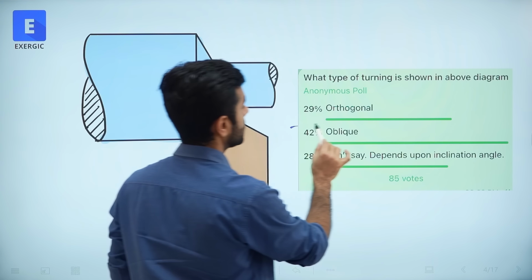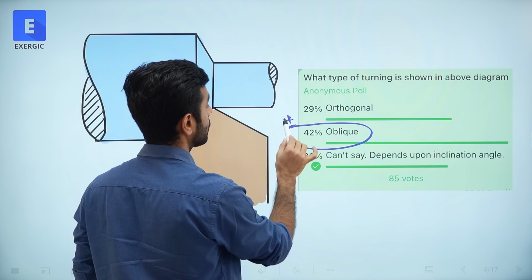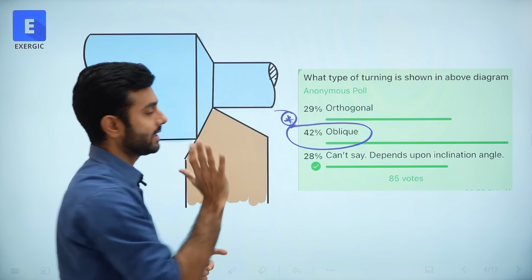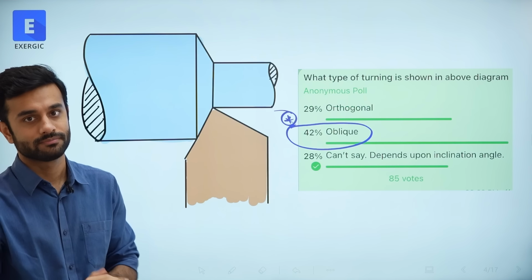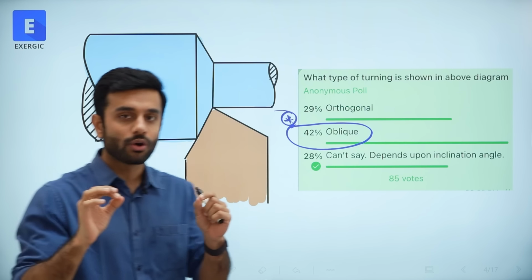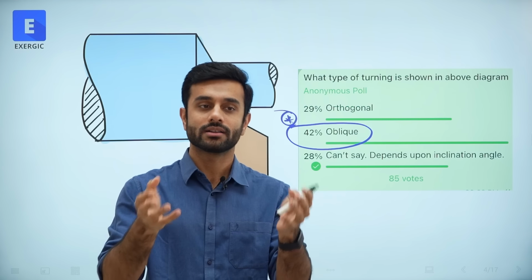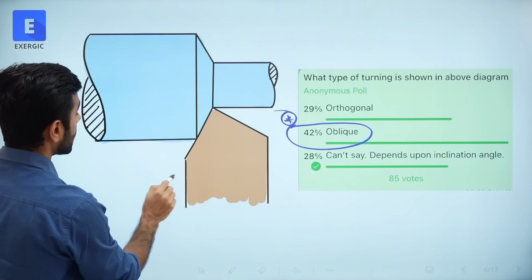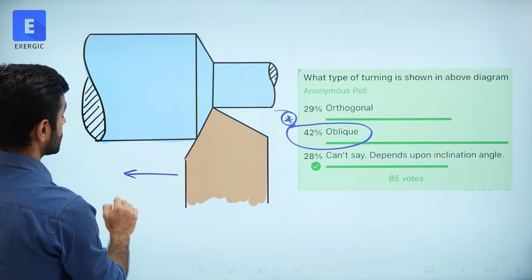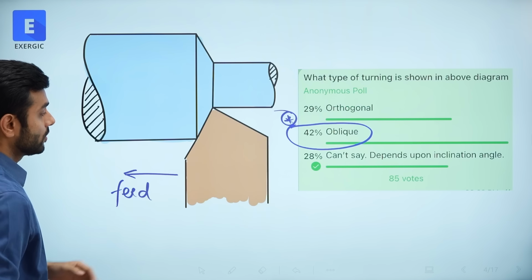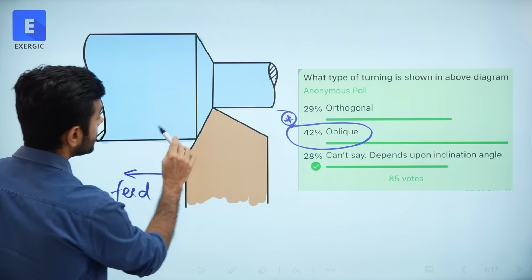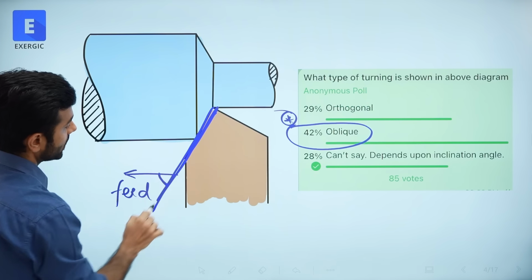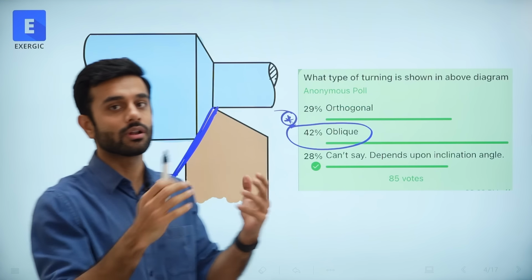Majority students ticked oblique. Fluctuation kept happening, but this was the highest response. You know why? Because those students have understood or they have been taught that you look at this motion. This is feed motion. You look at feed motion, and with respect to feed motion, at what angle this cutting edge is making, that decides whether it is orthogonal or oblique.